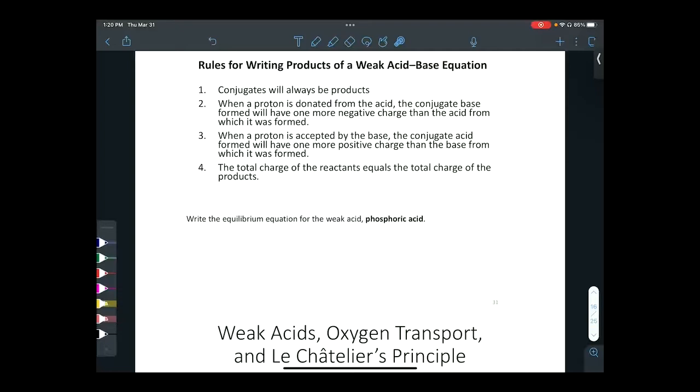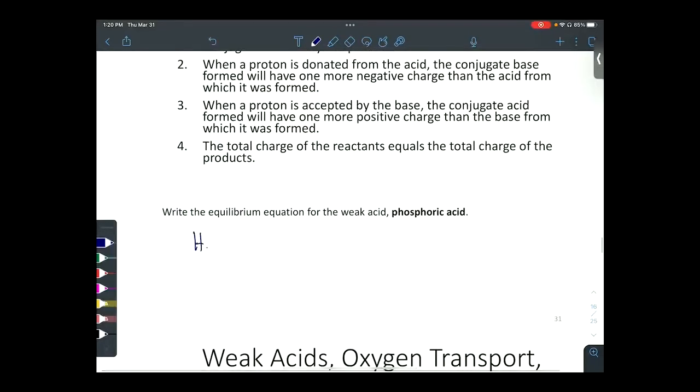So here, we already kind of did this, but let's write the equilibrium equation for the weak acid phosphoric acid. We just did that, but let's just do it again. So H3PO4, aqueous. Let's write the equation. The first thing, this is an equilibrium. So what type of arrow do I use? Double arrow. So you do not write this kind of arrow. Don't do it. You do the double arrow. So there we go.